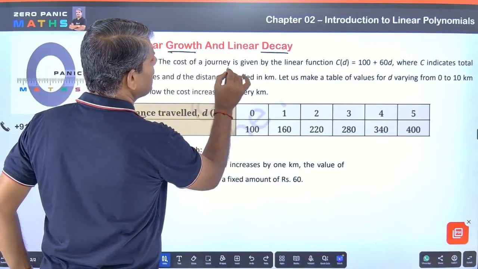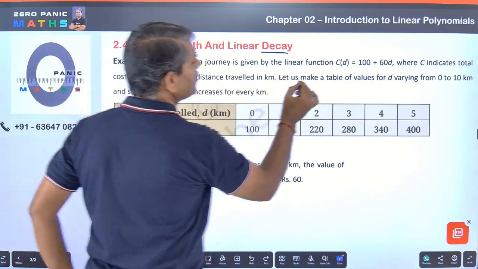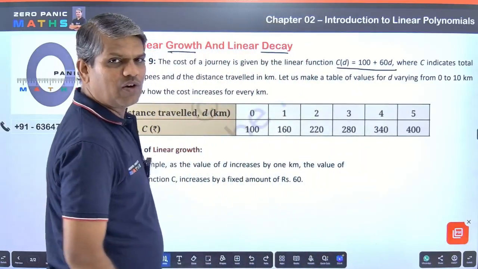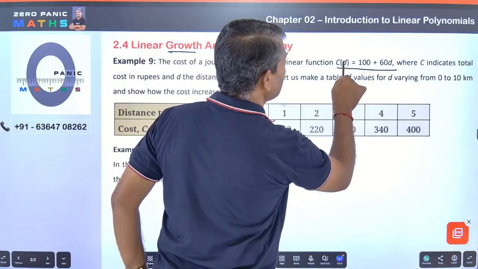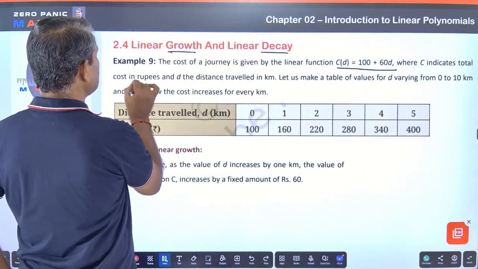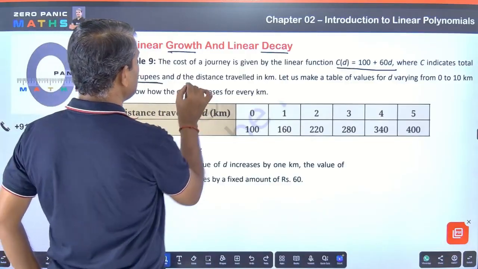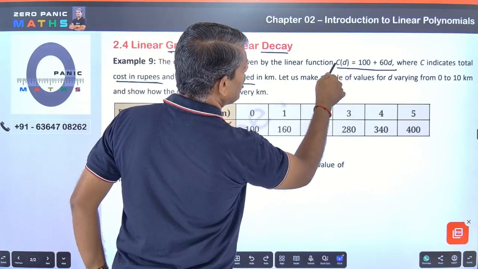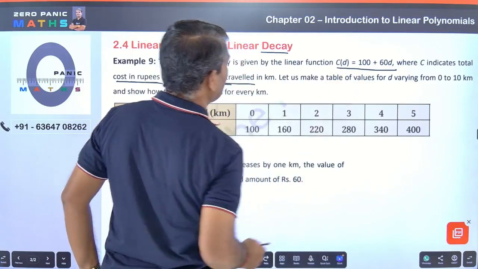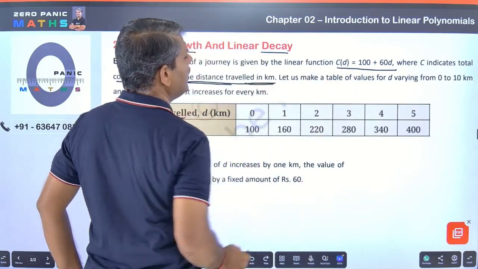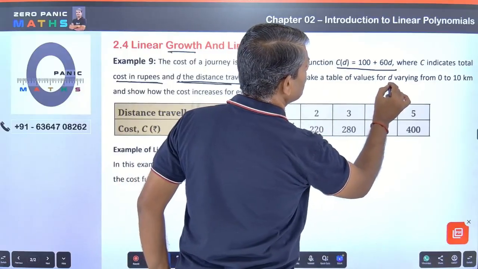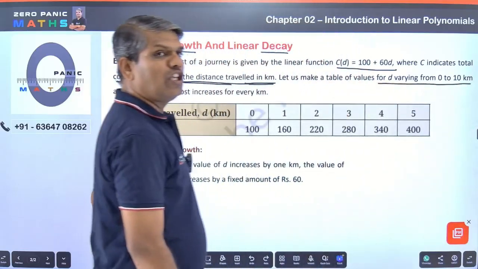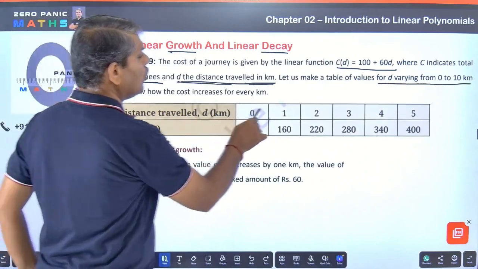The cost of a journey is given by the linear function C(d) = 100 + 60d, where C is the cost in rupees and d is the distance traveled. That is why it is said the cost of traveling a distance d, in kilometers. Now let us make a table of values for varying d from 0 to 10, so you are traveling a distance from 0 kilometers to 10 kilometers.